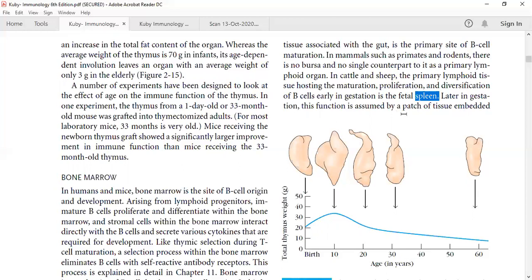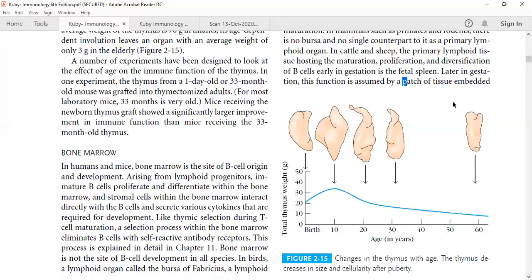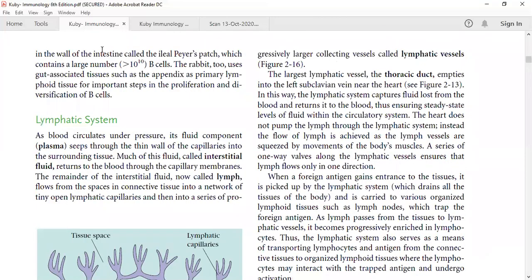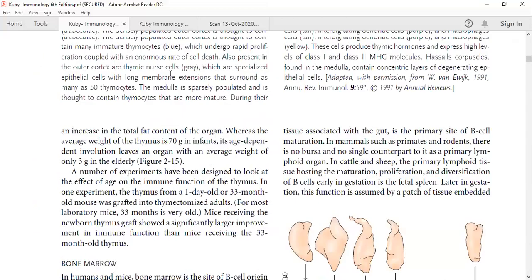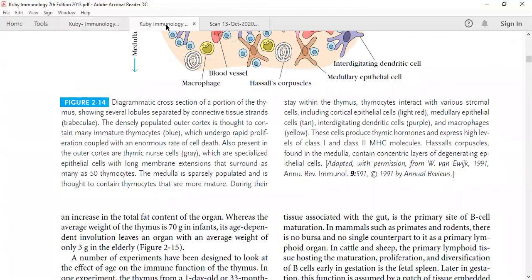Later, the function is assumed by patches of tissue embedded into the wall of the intestine, which are called Peyer's patches. So later in life, these Peyer's patches will take over the function.